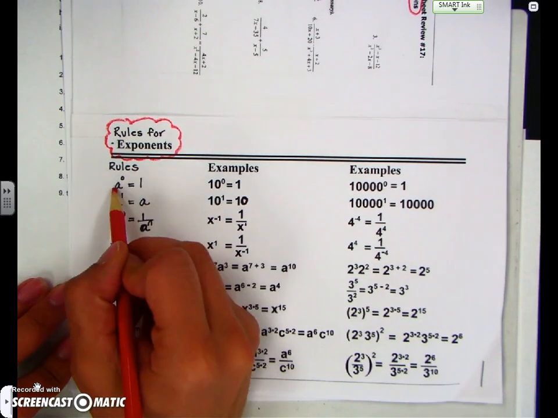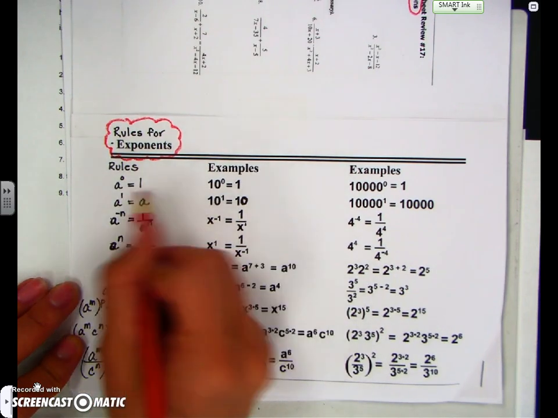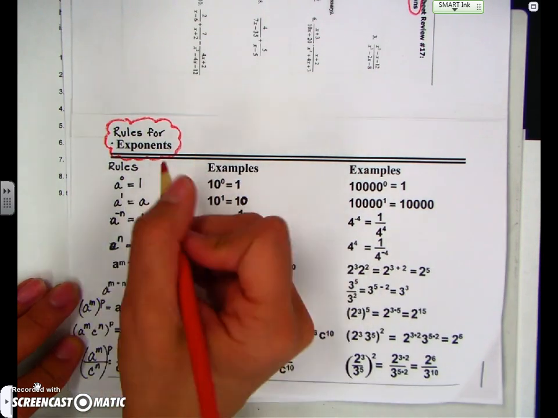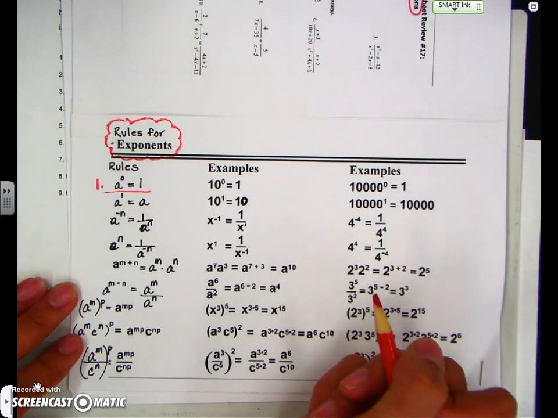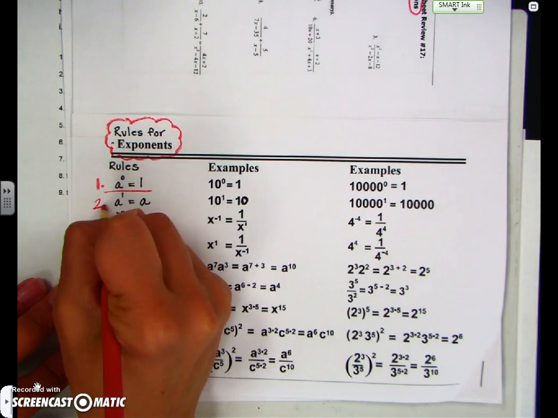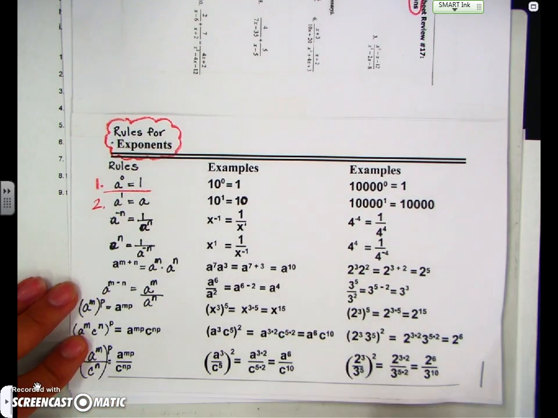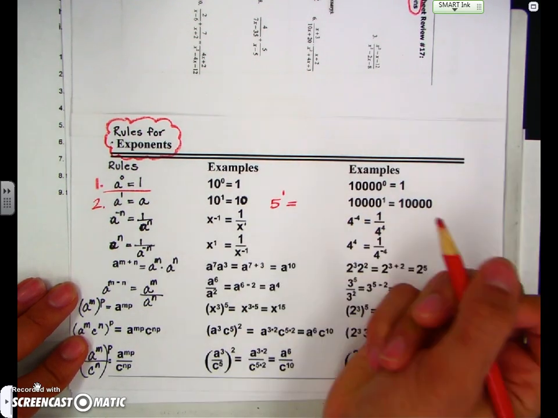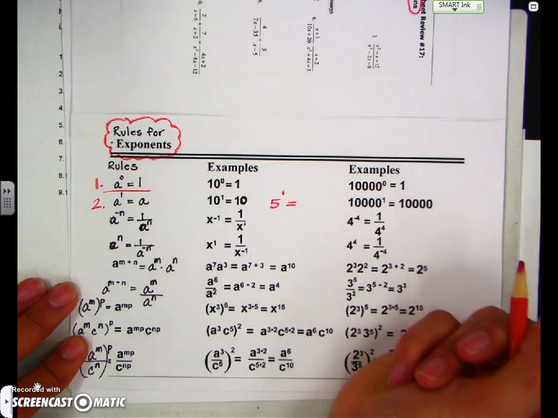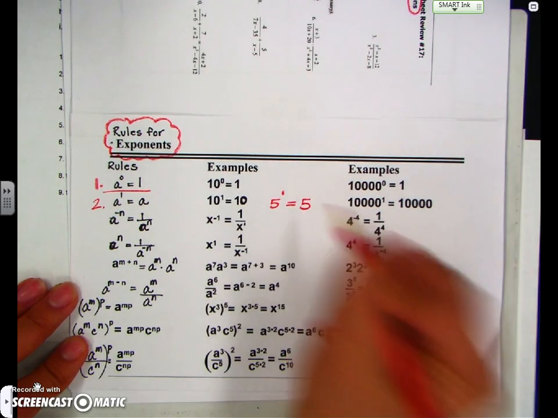If you have a number raised to the 0 power, you're always going to get 1. Okay, this is rule number 1. Rule number 2, if you have a to the power of 1, you just get the same number again. So for example, if I had 5 to the power of 1, what would be your output? 5, yeah, you just get the same output back.